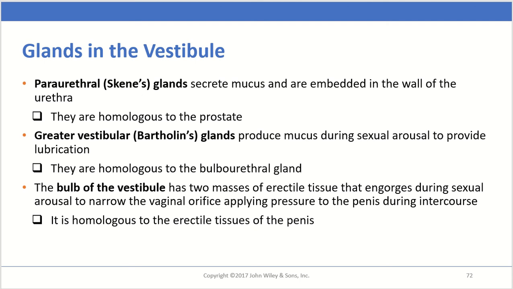And then we also have the bulb of the vestibule. This is going to have two masses of erectile tissue that are going to become engorged during sexual arousal. And this is going to cause a narrowing of the vaginal orifice. This is going to apply pressure to the penis during intercourse. And this is homologous with the erectile tissue of the penis.